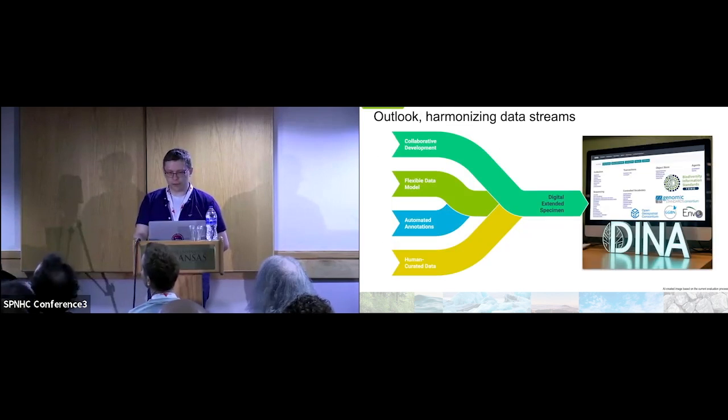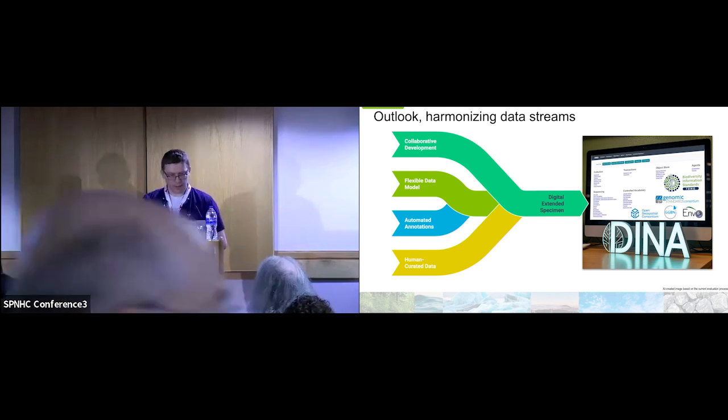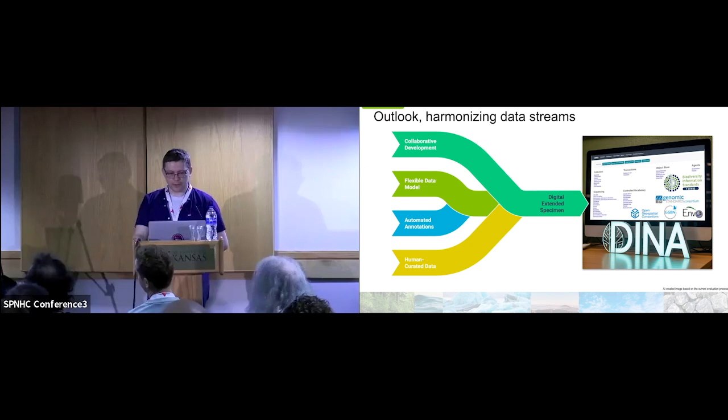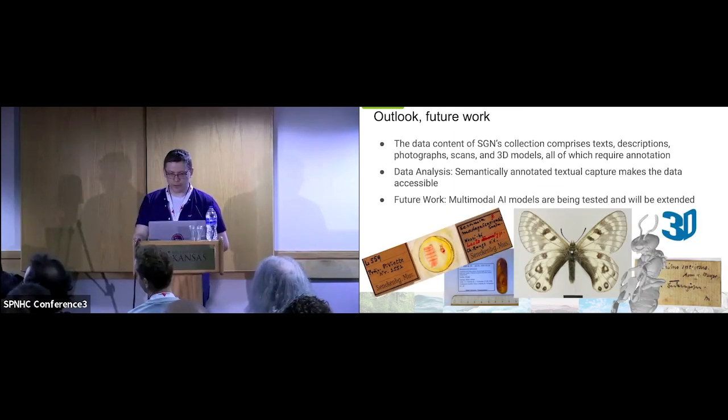So, what's the outlook? Currently, there are two important parts. At first, we have to harmonize our data streams, and due to this, we are working collaboratively on the DINA development. Also, we have to use some flexible data models. We have to include our automated annotation processing and also human-created data. And in the future, we also have to handle our visual data. So currently we are working on some multimodal AI models. They are being tested, and currently the results are really great.